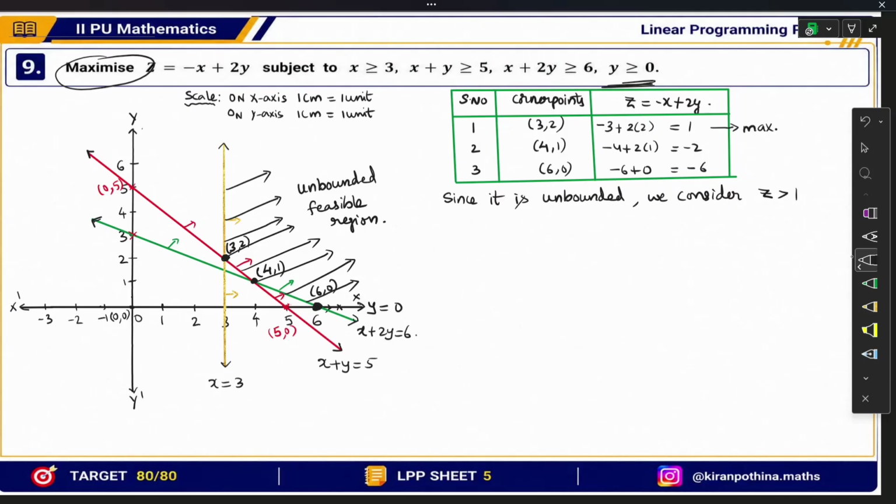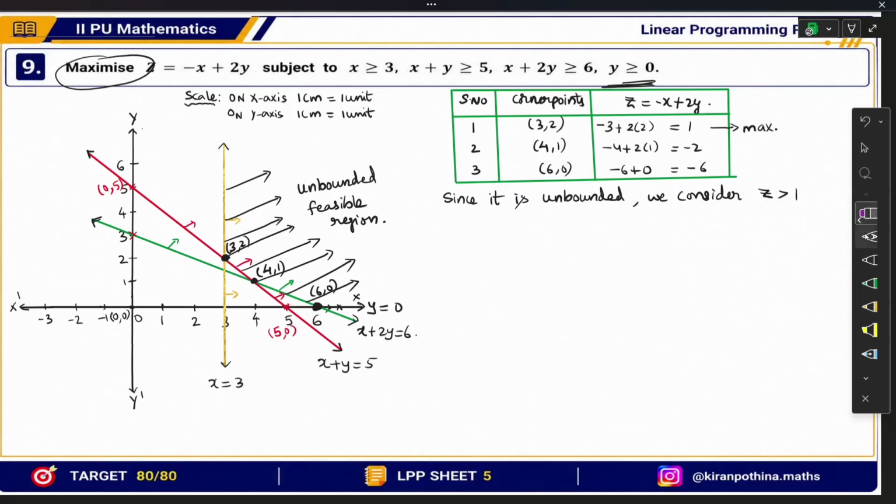z greater than 1. Why we are taking greater than 1 means when they are asking maximum, out of this maximum we have to take greater than. So z greater than 1. For example, if they are asking minimum, then we will consider z less than minus 6. So z less than minimum, for minimum we have to take the minimum value. Z greater than maximum, for maximum we have to take the maximum values.